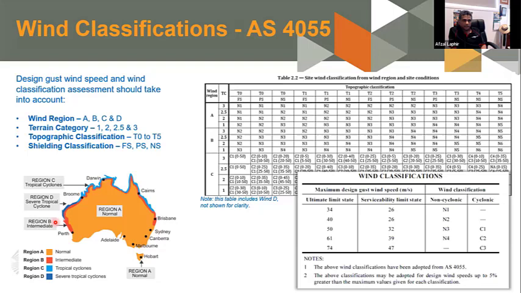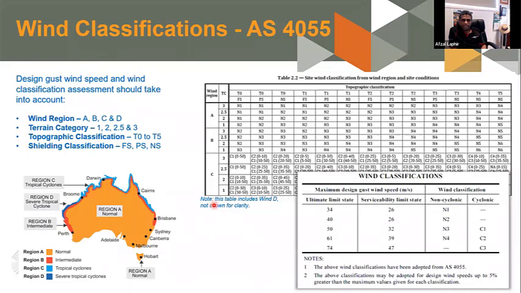And then the other factor that it takes into account is the terrain category, from very exposed open terrain being 1, to a typical suburb being 2.5 or 3. This is based on the density and height of obstructions. And then it looks at topographic classification, which is a measure of the effect of wind on a house on rising ground, T0 being at the bottom of a hill or flat land, to T5 being at the top of a steep hill.